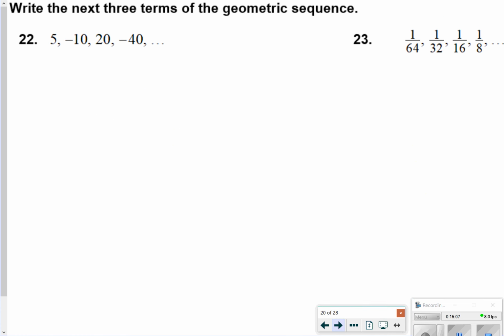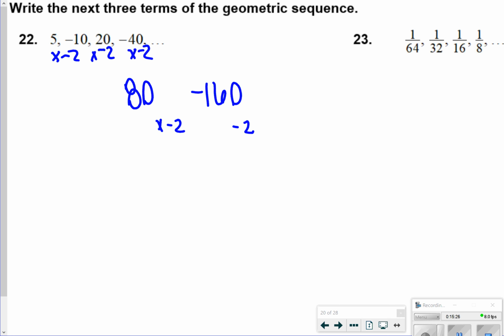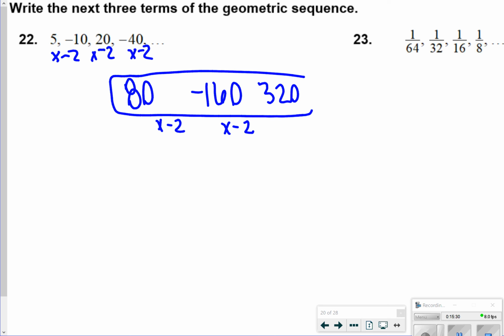Okay. For 22, write the next three terms of the geometric sequence. It looks like we're multiplying by -2 each time. So what we're going to do is just keep multiplying by -2. So 40 times -2, that's -80. And then -80 times -2 would give me 160. And 160 times -2, that's going to give me -320. So here are my next three terms in my sequence for 22.